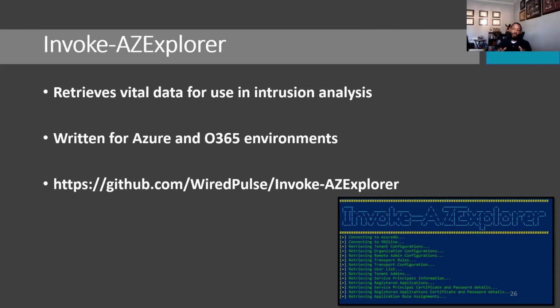Invoke AZ Explorer. Well, this is a capability that I ended up writing during the whole time of SolarWinds as well. So this is going to retrieve vital information that would be useful to you during an intrusion. It's written specifically for Azure and O365 environments. And some of the information that it retrieves for you are things about the domain, the users, the groups, SAML tokens, applications, and the permissions associated with those applications. Like the previous tool, it's not going to fully give you 100% saying this is bad, but it will provide you with a subset of data that is certainly worth your time to do analysis on. That could very well be interesting in nature.